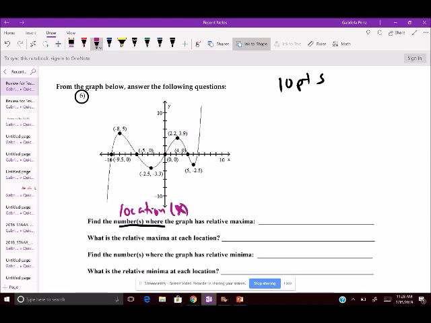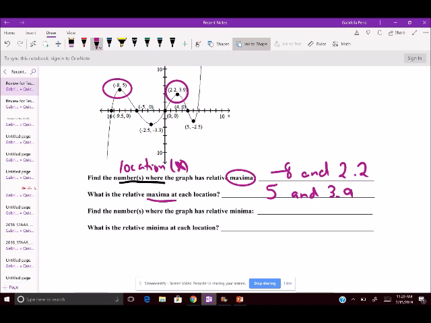X values. So where am I finding a maxima? This is the highest. This is the highest. So where's the location of these things? -8 and 2.2. When they say, what is the relative maxima at each location, then we talk about the y, which is 5 and 3.9. And a comma is going to make it look like a point.